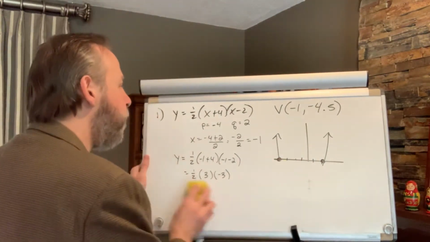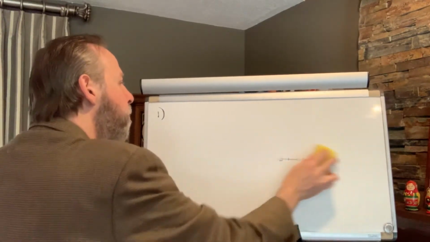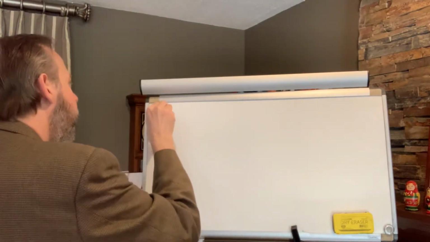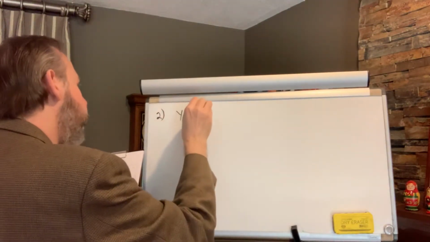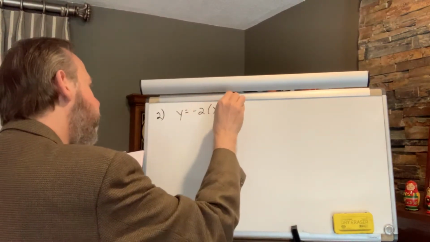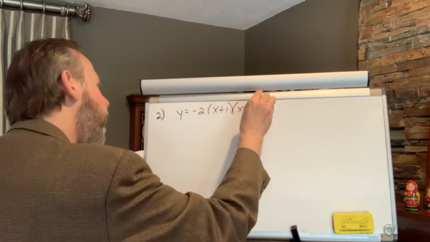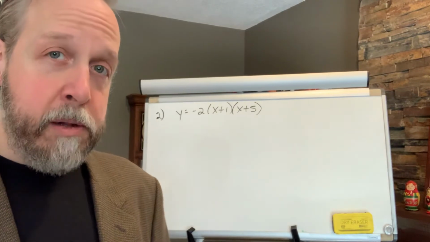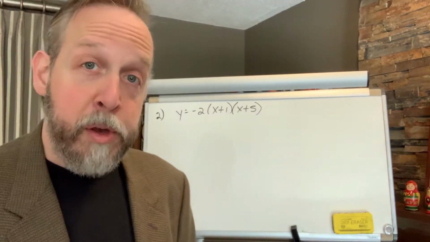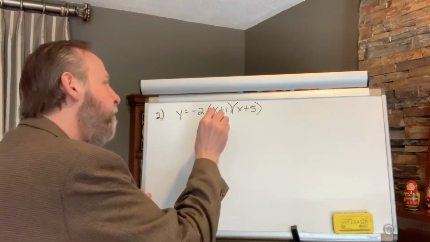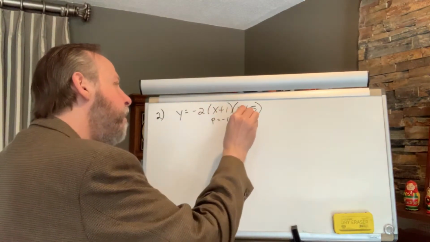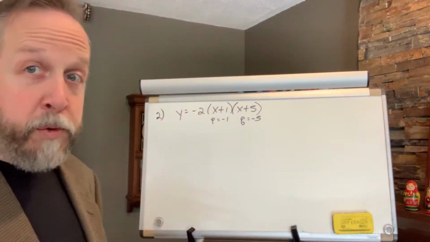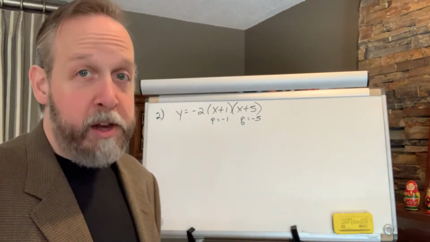Okay, the next one I'm going to review with you is y equals -2 (x plus 1)(x plus 5). So once again, identify the form. It's clearly in intercept form, so it's showing you the x-intercepts. Let's identify them. The p is -1 and the q is -5, because -1 plus 1 would be a 0, and -5 plus 5 would be the other 0.